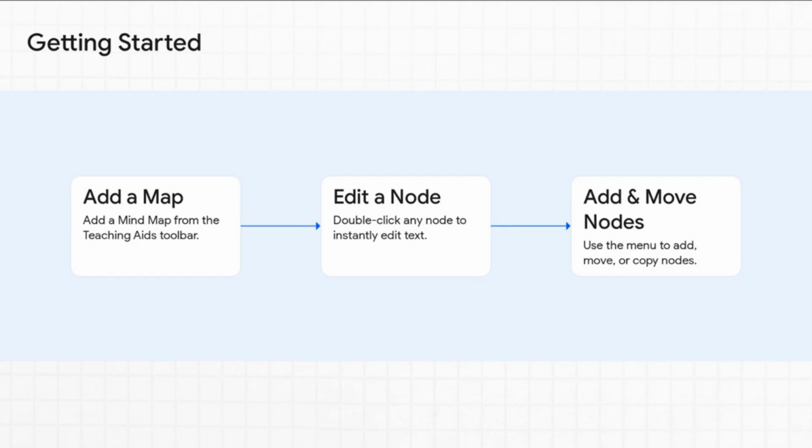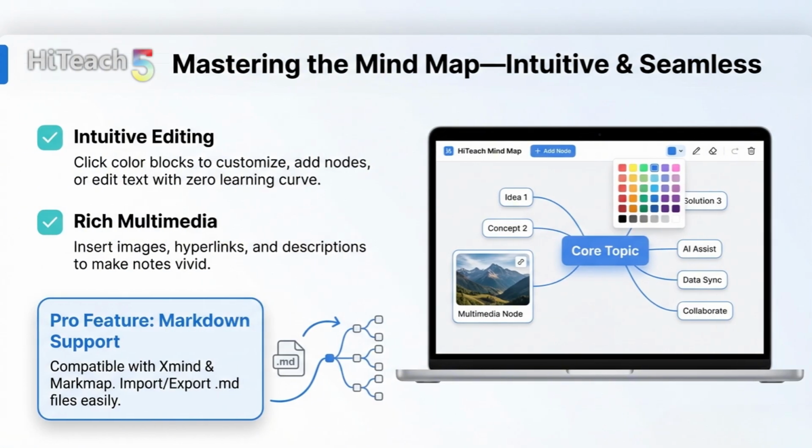You just grab a new mind map from your toolbar. Need to change a thought? Just double-click it. No erasing, no scribbling out. And if you want to rearrange everything, the menu lets you just drag, drop, and even copy ideas wherever you want. It's all designed to be super intuitive, so you can just focus on the ideas.